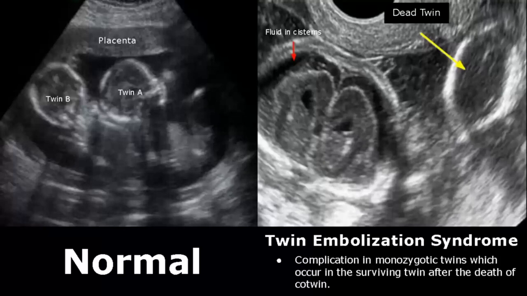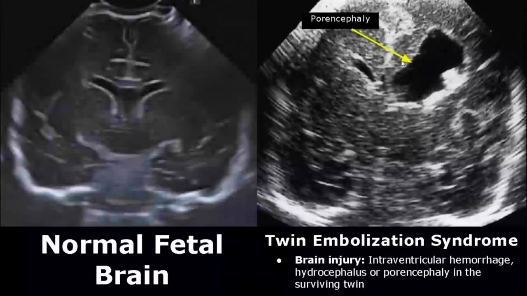Twin embolization syndrome is a rare complication in the surviving twin after the death of co-twin. The damage is actually ischemic rather than embolic. Most commonly, brain injuries are involved. Here we see fluid in the cisterns of the brain, suggesting brain injury. Brain injuries include intraventricular hemorrhage, hydrocephalus, or porencephaly.